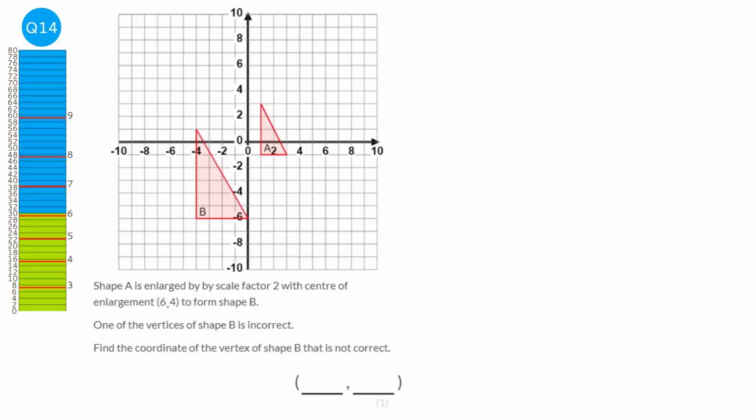So in this question we are told that the centre of enlargement is at 6, 4. So let's just put a cross there. And what I'm going to do is just draw ray lines from the centre of enlargement and we're just going to go through each of the corners of our shape A, and we're going to just check whether it goes through the corner of shape B, which it does on this one. Let's just keep going. Yeah, it does on this one.